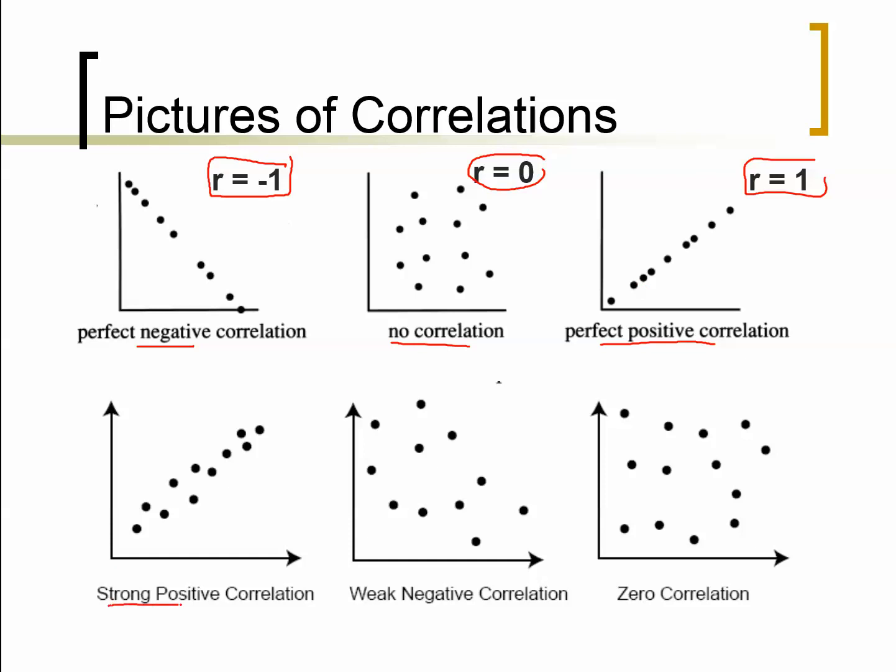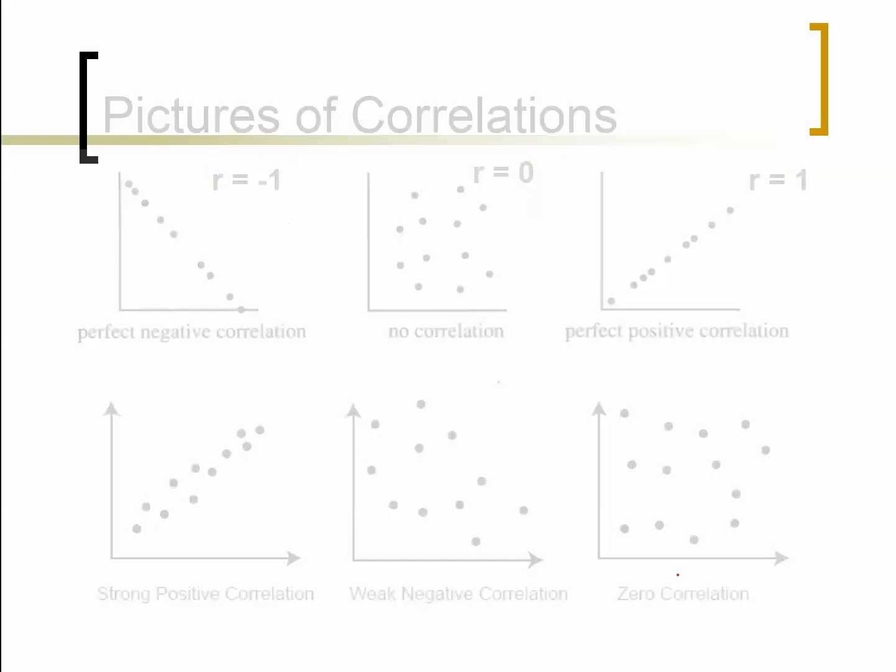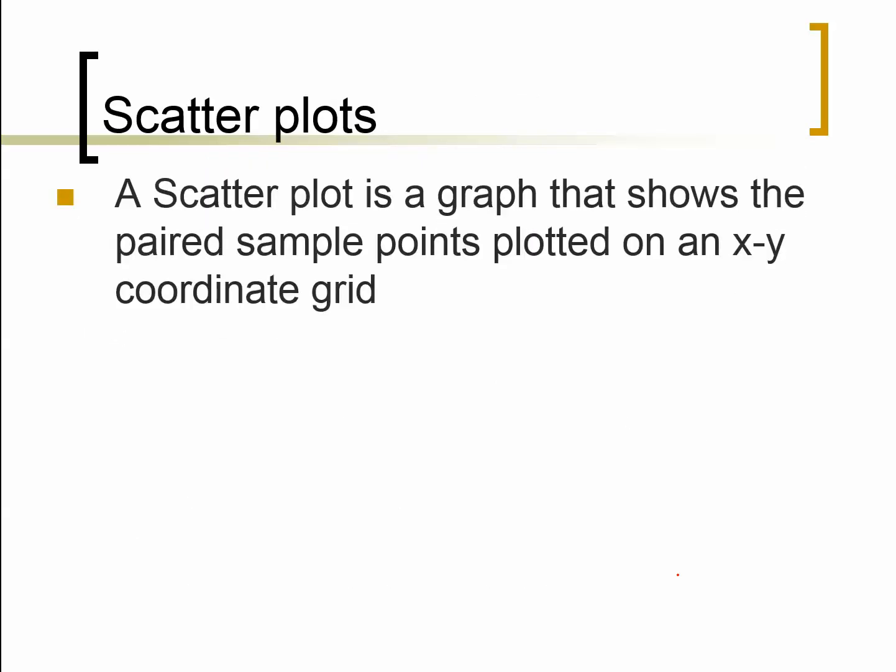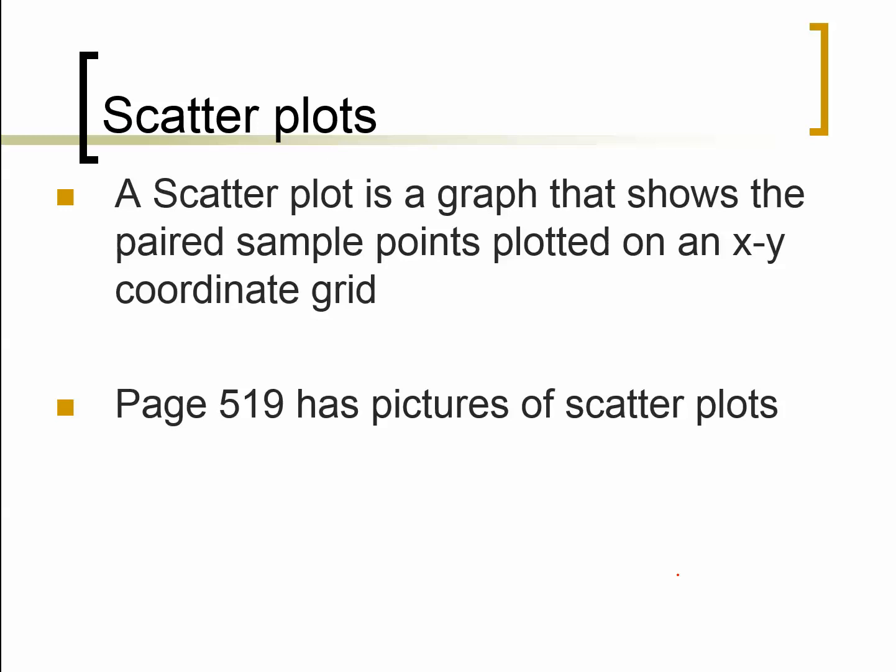Here we see a strong positive correlation where most of the dots are clustered together where they have a trending upwards, almost like a slope of 1. The second picture down here shows a weak negative correlation, and finally another example of 0 correlation. A scatter plot is a graph that shows the paired sample points plotted on an XY coordinate grid. There are pictures of scatter plots in your textbook.